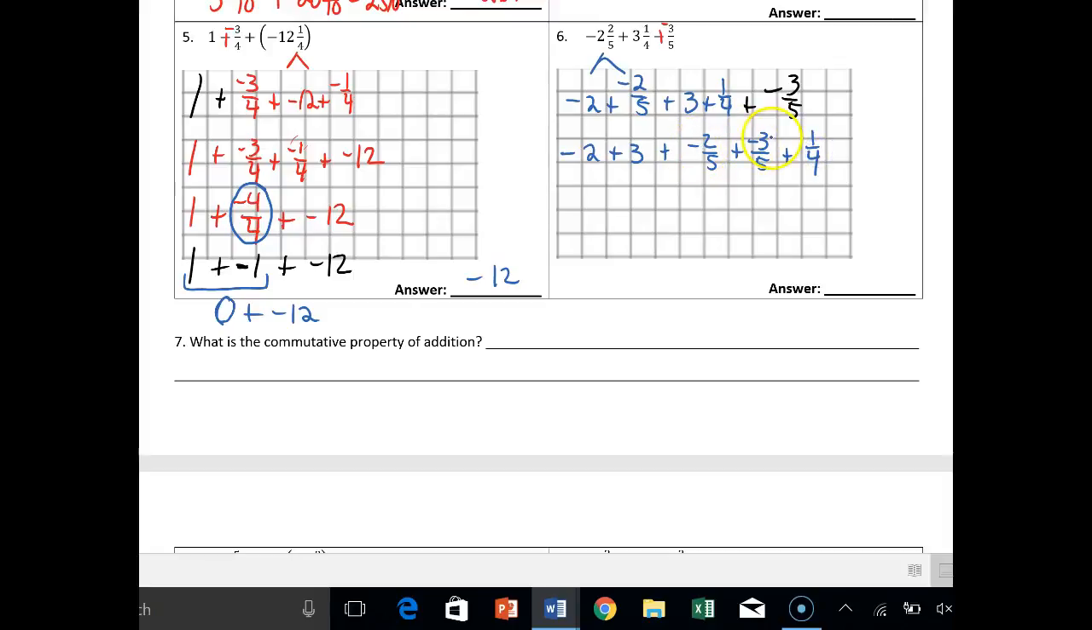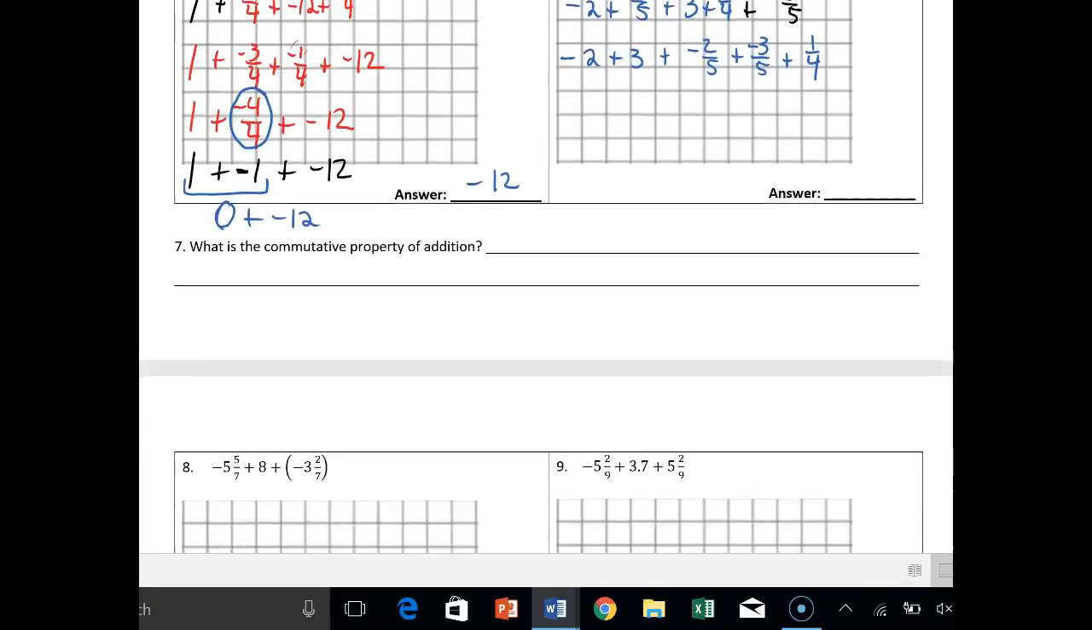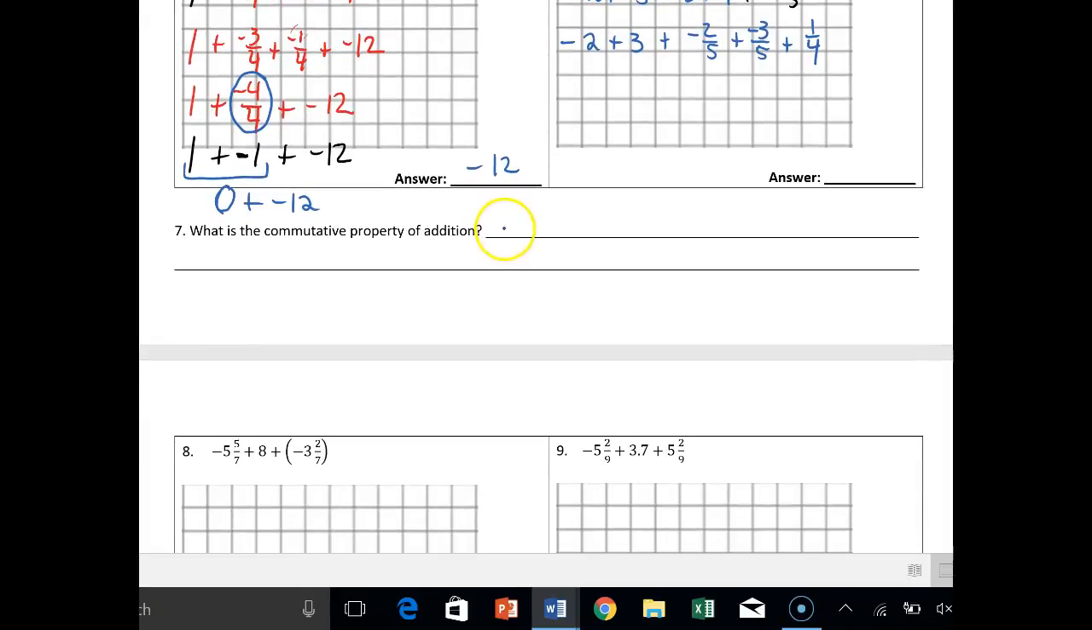Hopefully you recognize that this negative 2 plus negative 3 is kind of like when we had the negative 3 plus negative 1. You should get a negative whole out of that, right? And then you might see something else happen. So what is the commutative property of addition? It just says you can change the order of addition without changing the sum.